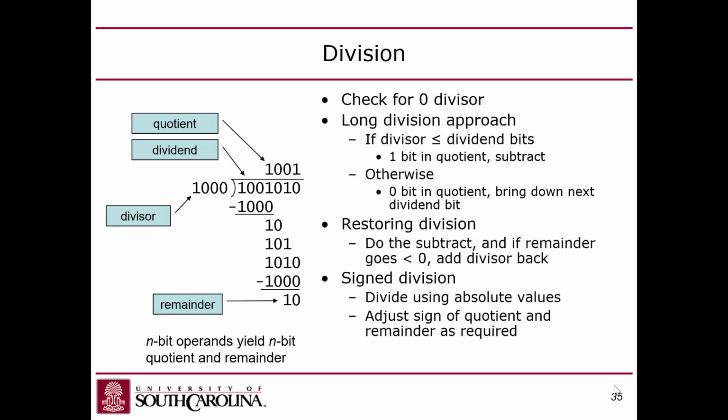If I took 51 and divided it by 2, that's 25 with a remainder of 1, right? 25 divided by 2 is 12 with a remainder of 1. Then we get 6, 3, and 1. So 1, 1, 0, 0, 1, 1. That's 51. Right? 1, 1, 0, 0, 1, 1.